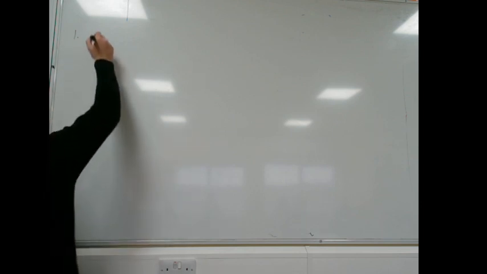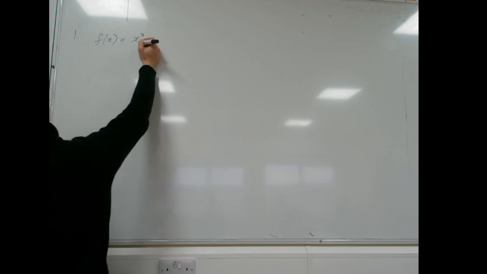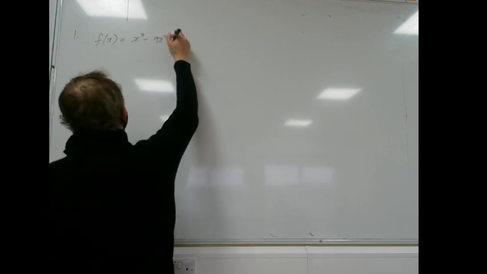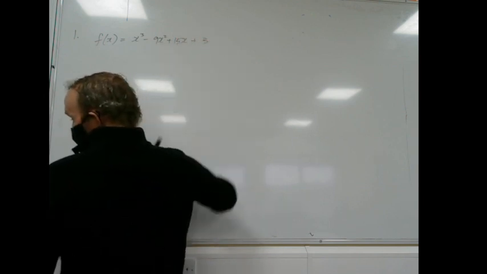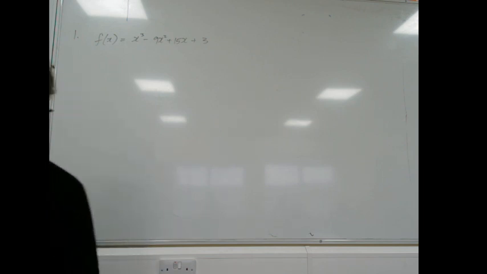So f of x equals x cubed minus 9x squared plus 24x plus 3, for x in the real numbers. Find the coordinates of the local max and local minimum points of the curve. So find the local max and local min.